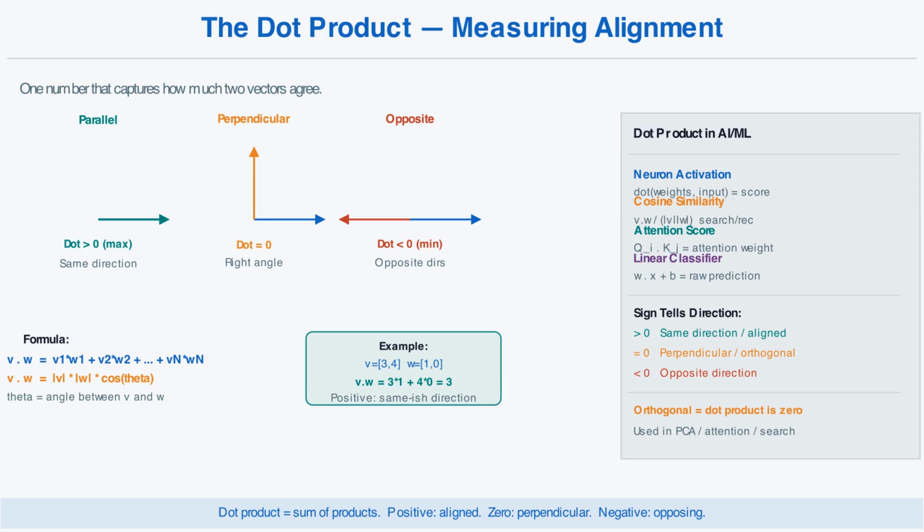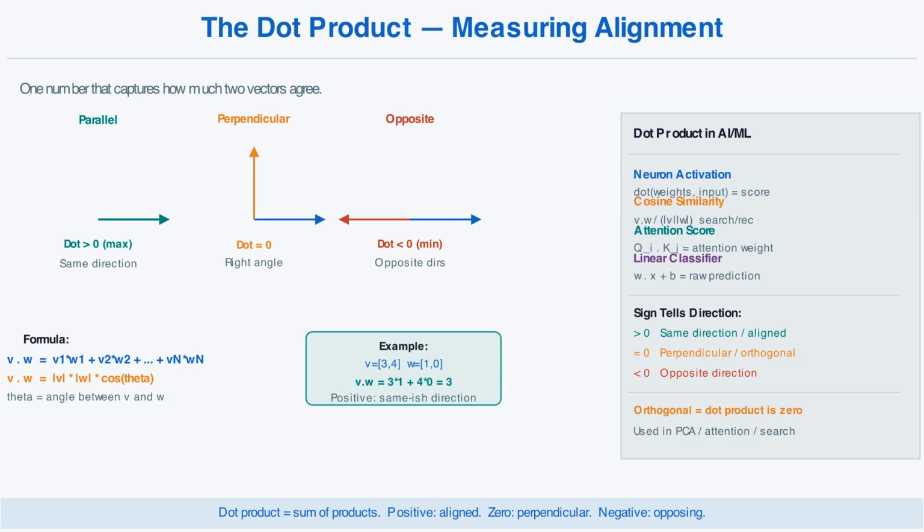But the geometric meaning is even more important. The dot product equals the magnitude of v times the magnitude of w times the cosine of the angle between them. And that cosine tells you everything. When two vectors point in the same direction, parallel, the cosine is 1, and the dot product is at its maximum positive value. When vectors are perpendicular, at exactly 90 degrees, the cosine is 0, and the dot product is 0.